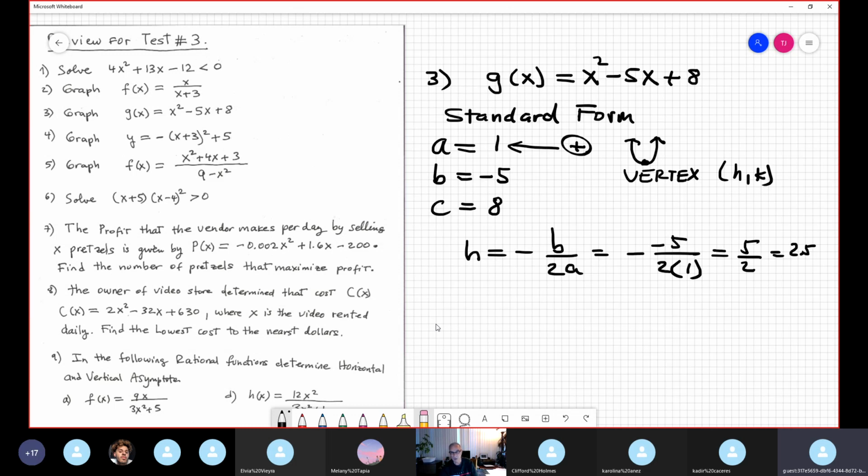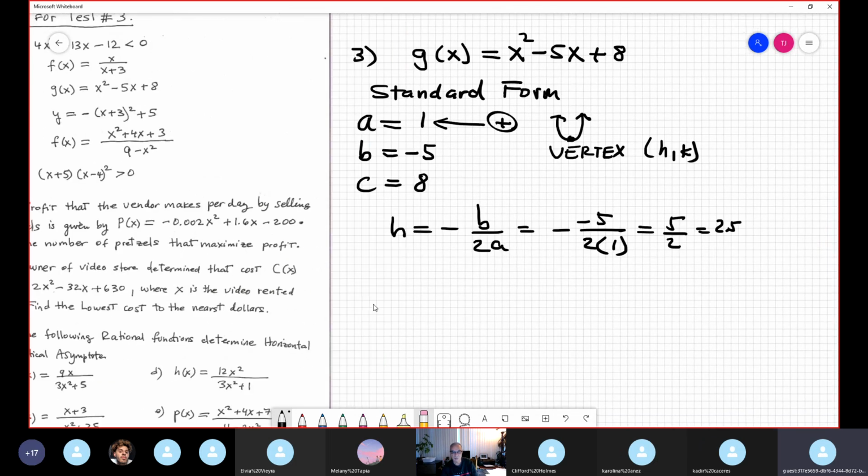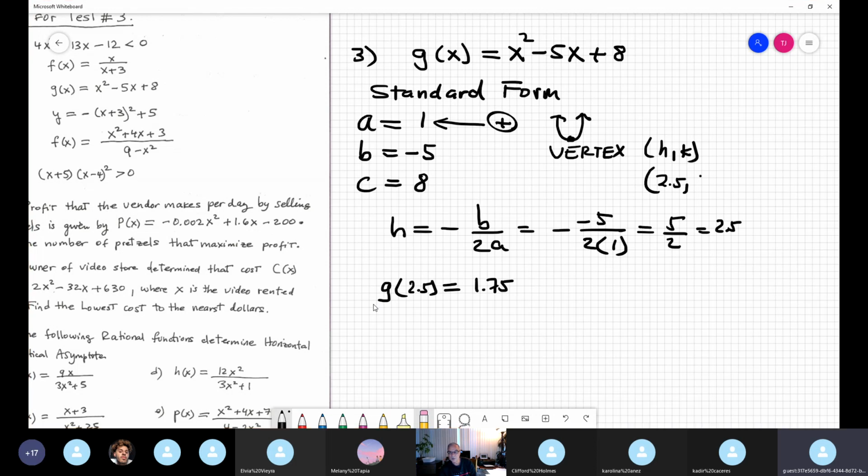What about K? Well, for K, there is no formula. You evaluate G at 2.5. Or, if you prefer the fraction, 5 over 2, you can do that. Let me use my calculator. In my calculator, I put x squared minus 5x plus 8, and you evaluate at 2.5. The answer is 1.75. Therefore, the conclusion is the vertex is located at the point 2.5, 1.75.